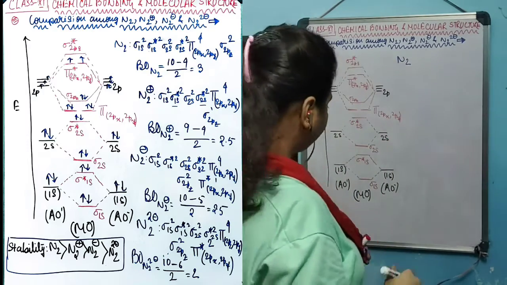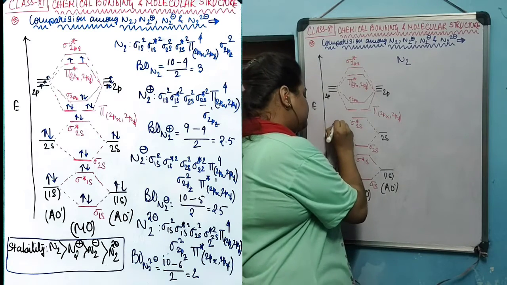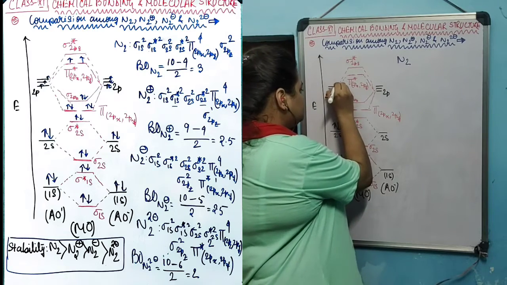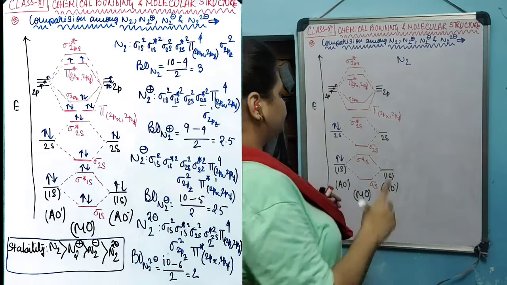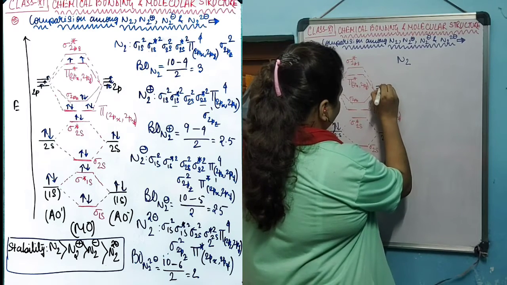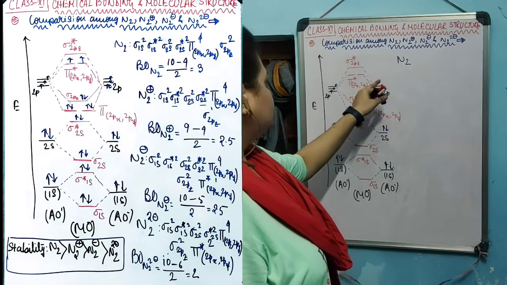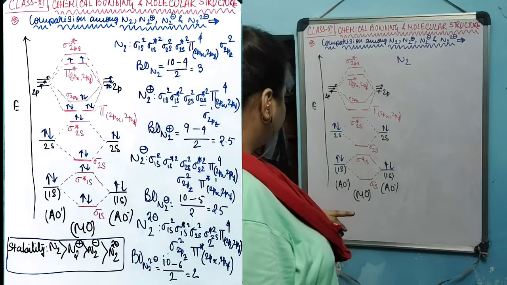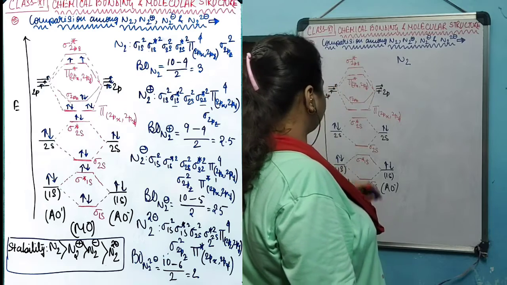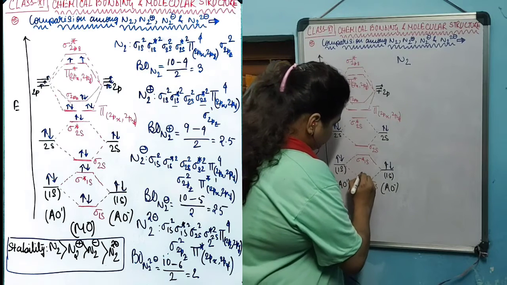In a nitrogen atom, there are 2 electrons in the 1s orbital, 2 electrons in the 2s orbital, and 3 electrons in the 2p orbital. It will be similar for the second atom also. So the total number of electrons is 1, 2, 3, up to 15, and 1, 2, 3, up to 14. 14 electrons will be occupying these molecular orbitals in this manner.